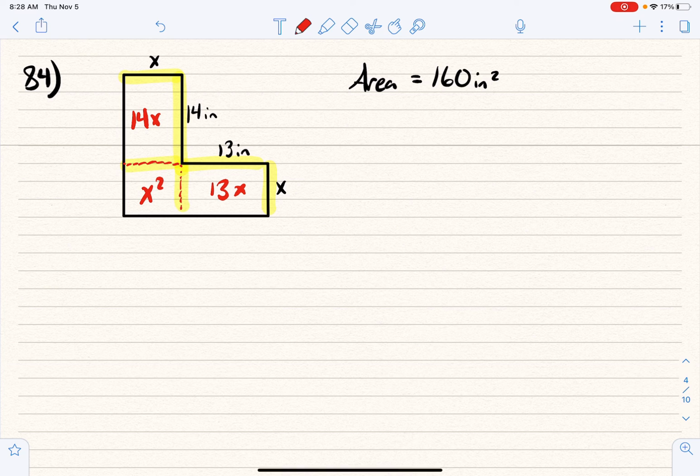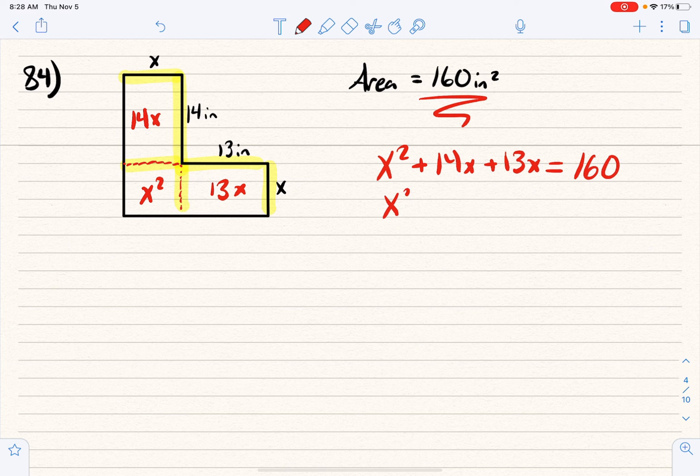And so this is so easy. And then I just add it all up and set it equal to that one. And so I say, well, x squared plus 14x plus 13x plus... No, sorry, not plus, but equals 160. So that is to say that x squared plus 27x minus 160 equals 0.